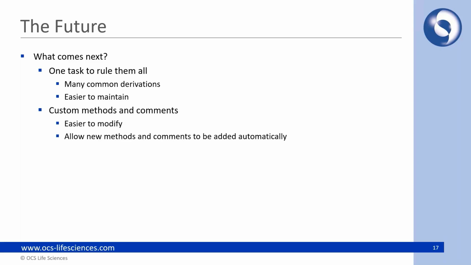Another thing that we are thinking of is how to insert custom methods and comments. So we want it to be more flexible and more customizable. The comments and methods that we now have are inside the program, so they're not so easy to modify. We have to do it manually. And if we could customize this, it would make it much easier to control what we have and to add even more.